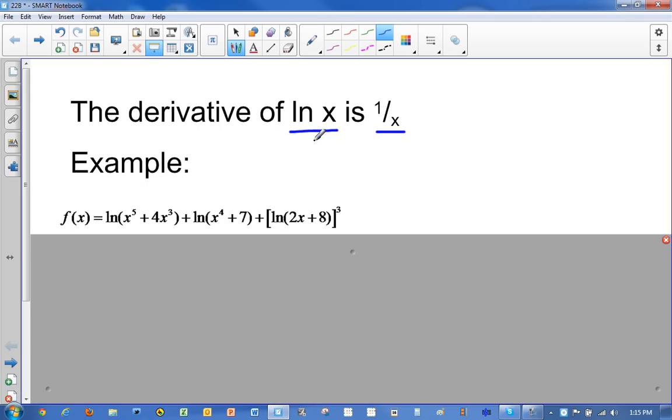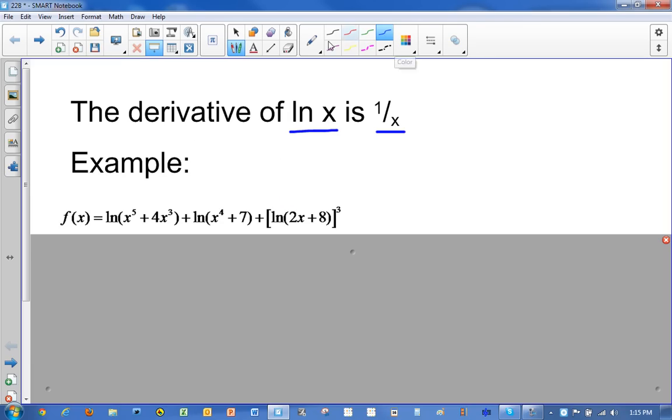Alright, and so the derivative of the ln of something will be 1 over that something times the derivative of that something if we're doing chain rule. So let's do an example, which is a little more complicated than just asking you for the derivative of ln x. So let's see what we have here. I have ln of x to the 5th plus 4x cubed plus the ln of x to the 4th plus 7 plus the ln of 2x plus 8 cubed.